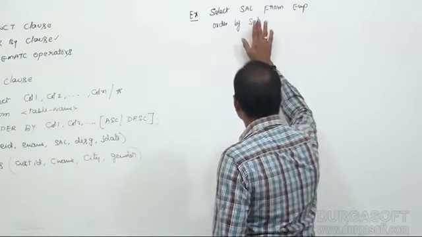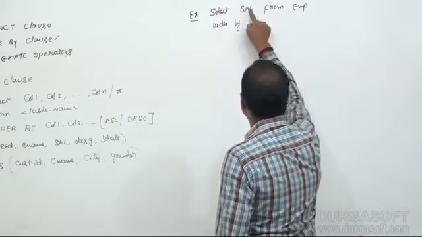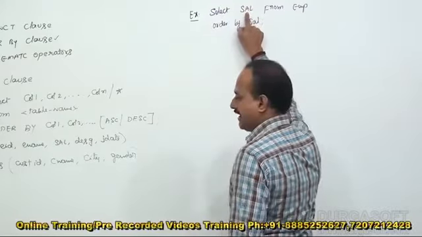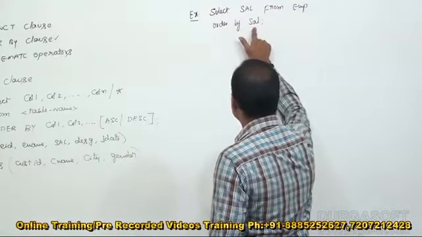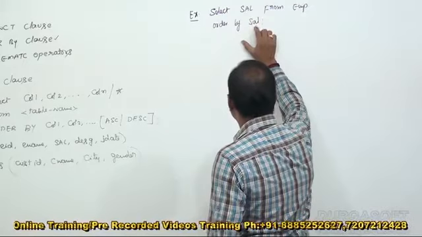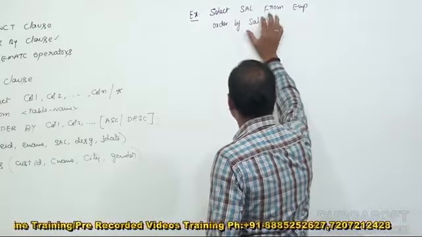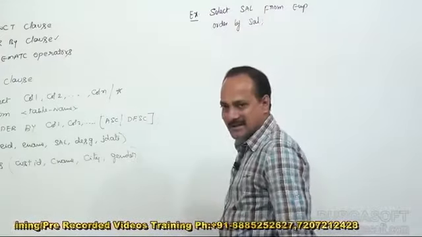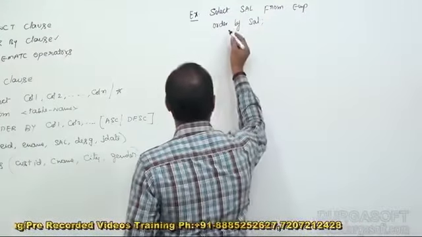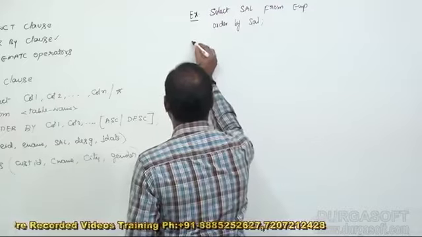According to salary order, it will fetch the data from the salary column. Again, I am repeating: you are applying the order by clause on the salary column, so it is ordering the salary values. According to the salary order values, it will display the data from the salary column. So the ascending order of salaries it will display.